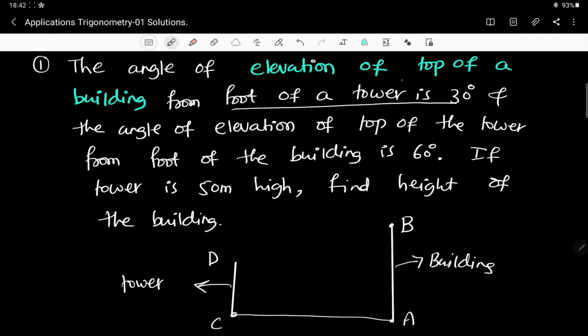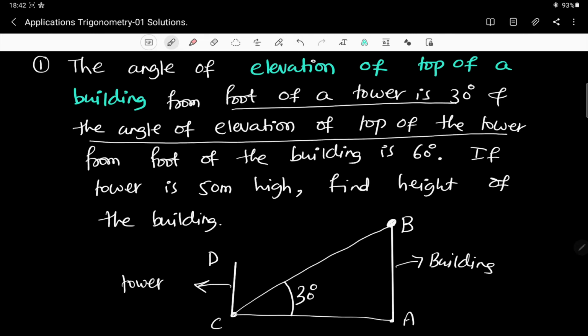Now what is this? The angle of elevation of top of a building. Top of building means this point. From foot of the tower is 30 degree. This angle, whatever this angle is, how much is this? This angle is like 30 degree. And they have given one more situation. The angle of elevation of top of the tower. Top of the tower means this point. The angle of elevation of top of the tower from foot of the building is 60 degree.